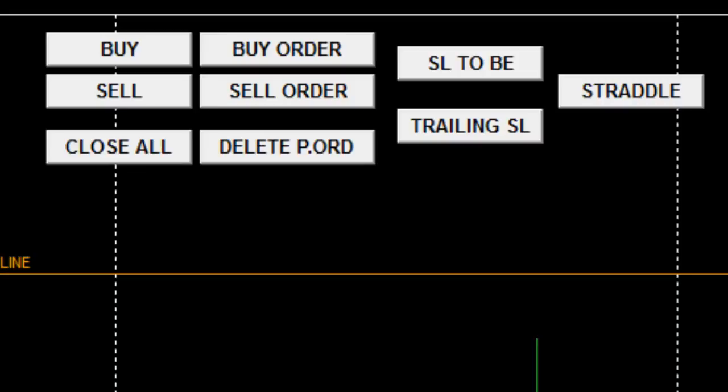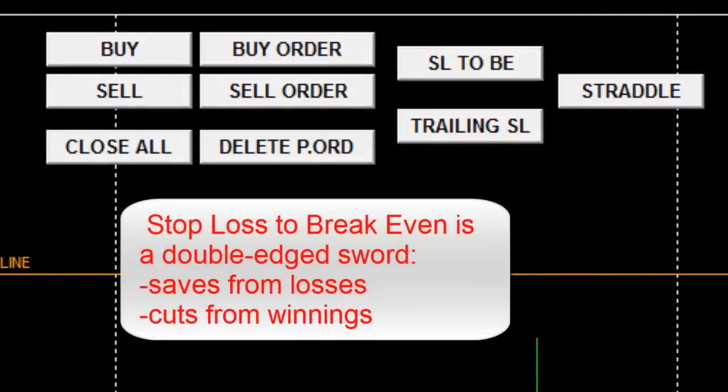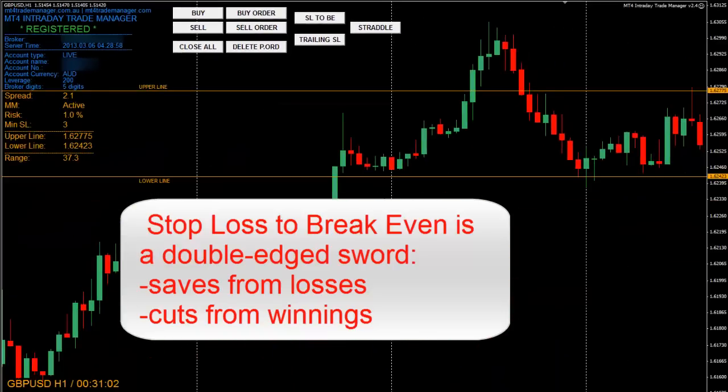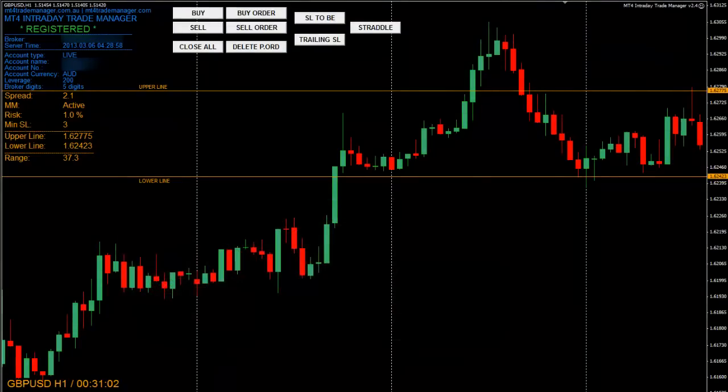We have stop loss to break even here. Look, I don't really use it much, as I find it being a double-edged sword obviously. It saves me from some losses, but it cuts me from winnings too. Because I trade with low risk-reward ratio, when it cuts me from a winning, it cuts me from a big winning, which is not good.